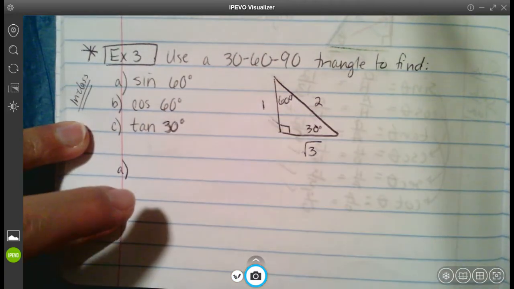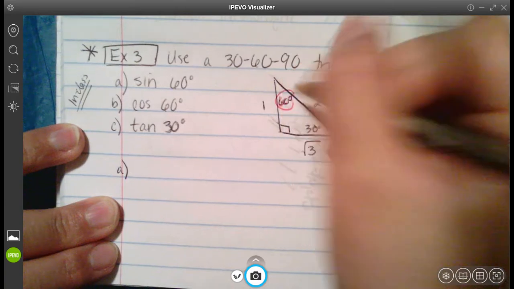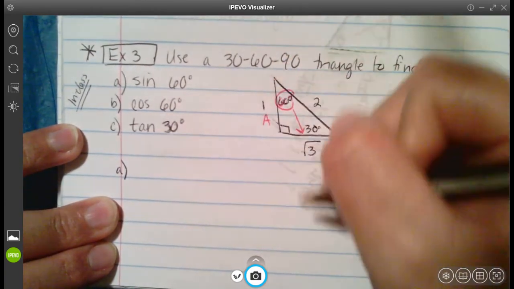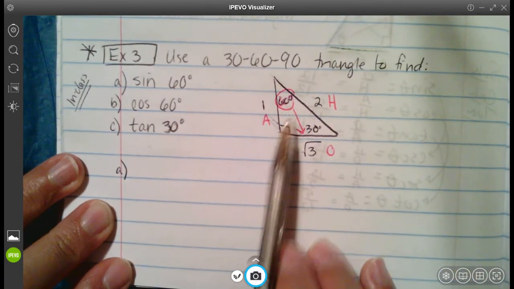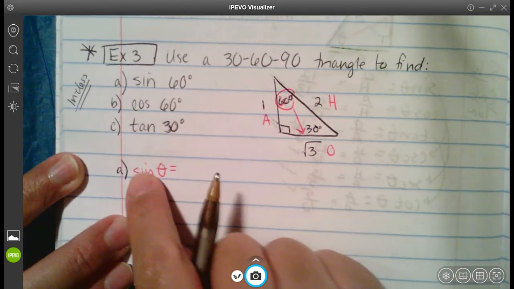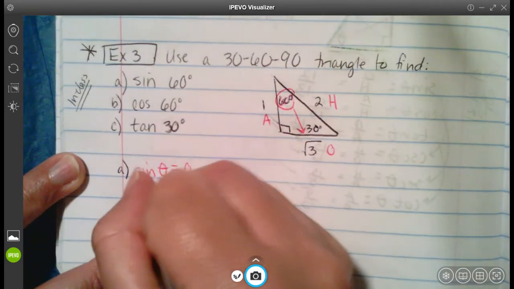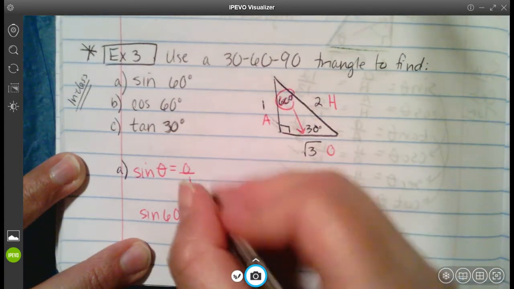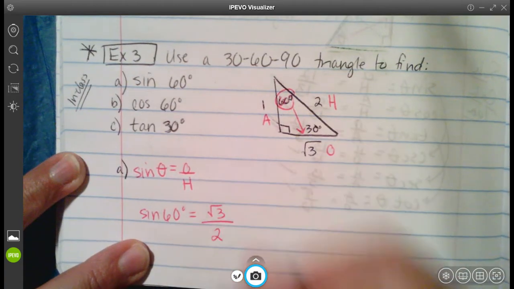So for letter A, 60 is up here, 60 degrees. So in this case, this one would be our opposite. This would be adjacent, and this would be hypotenuse in reference to 60 degrees. Okay, so let's remind ourselves what sine is. SOHCAHTOA, TOA, so it's O over H. Okay, so sine of 60 would be the opposite, so square root of 3 over my hypotenuse, over 2.